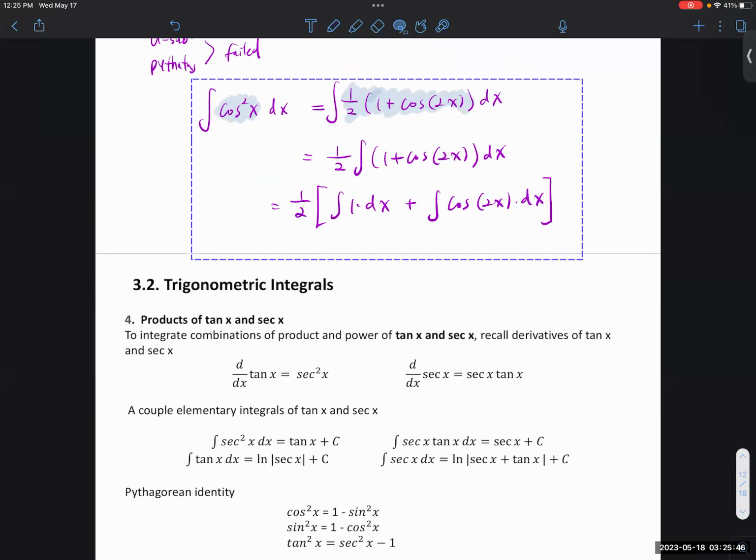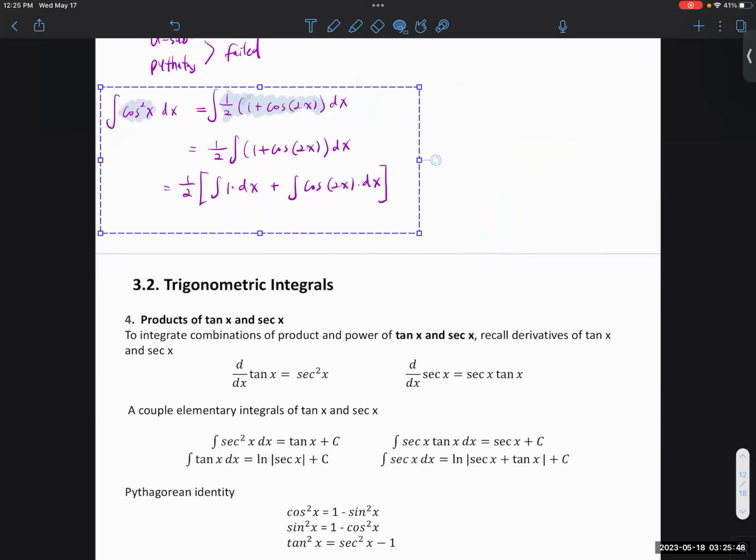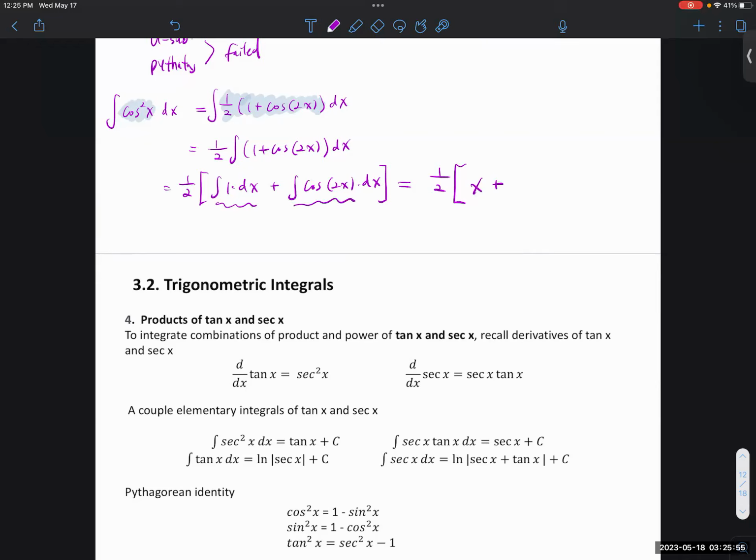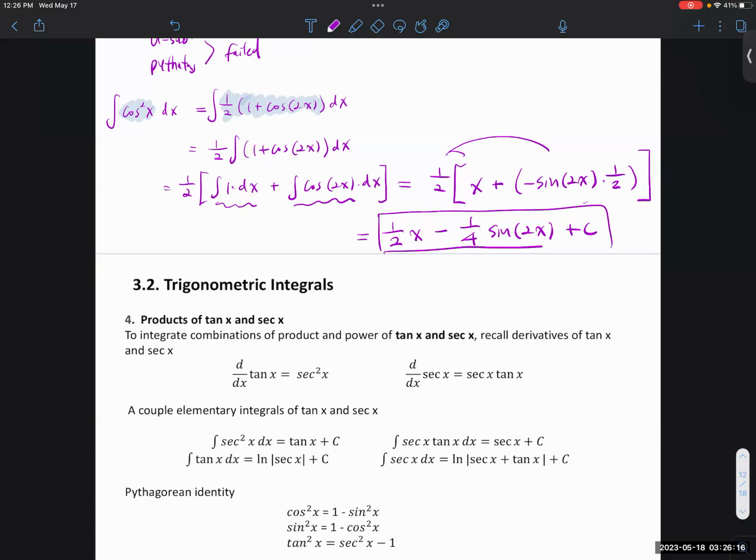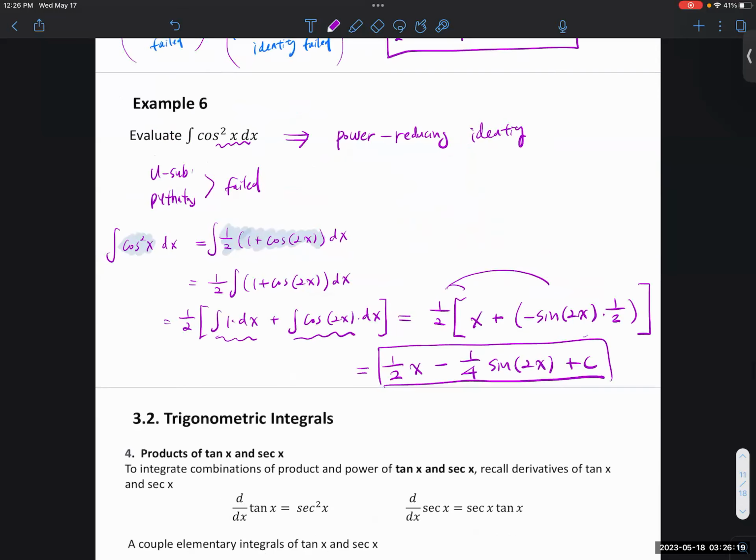So I'm going to bring it here and minimize it. It is going to be 1/2. This is going to be x. This is going to be, going back to the integral, cosine will be sine, keep 2x, and then chain rule 1/2. So therefore, if you do the distributive property, 1/2 x plus 1/4 sine 2x plus c. So you can solve this question by using the power reducing identity.